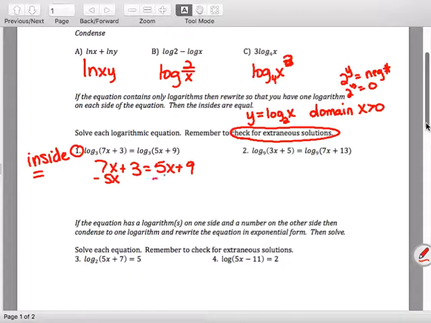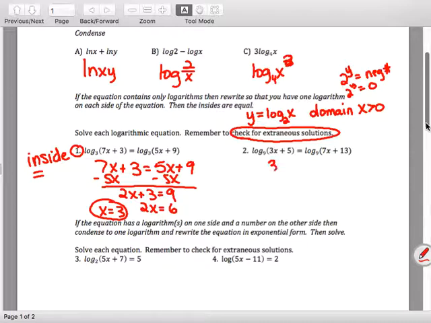So I'm going to subtract 5x. I get 2x plus 3 equals 9. Subtracting 3, I get 2x is 6, so x is 3. Now, when I say check for extraneous solutions, what we're checking is that the inside of the log is bigger than 0, not that x is bigger than 0, but the inside. So look, 7 times 3 is 21, plus 3 is 24. That's okay. 5 times 3 is 15, 15 plus 9 is 24. That's positive. That's what I'm checking for.